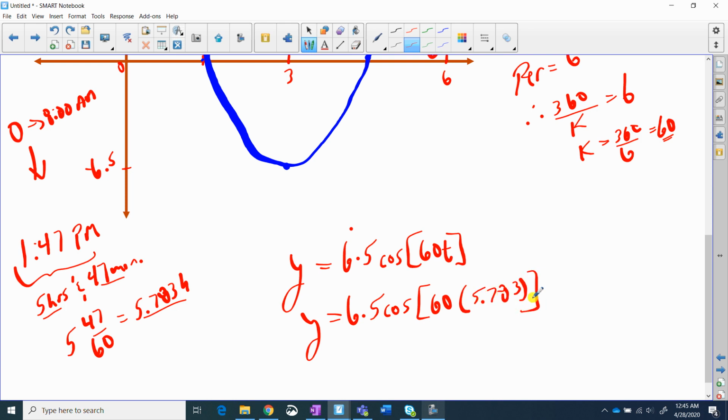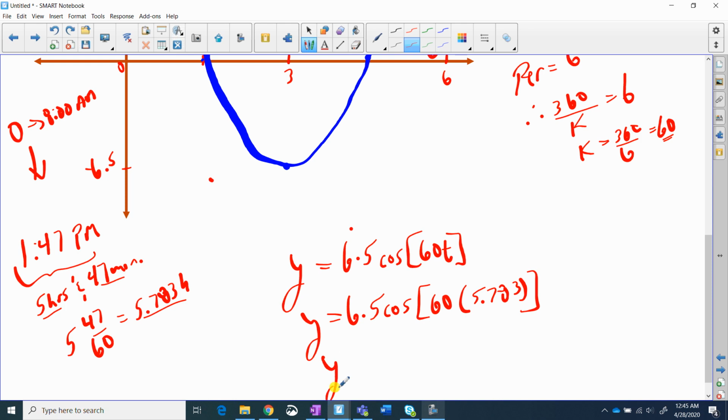5.783. This one's easy enough. I don't need to pause. Let's type this in our calculator. So it's going to be 3. Find the cosine of that. 5 by 6.5. And I'm getting 6.333.